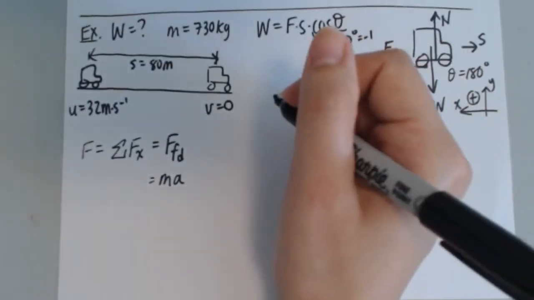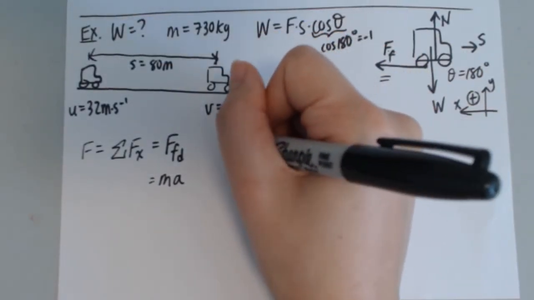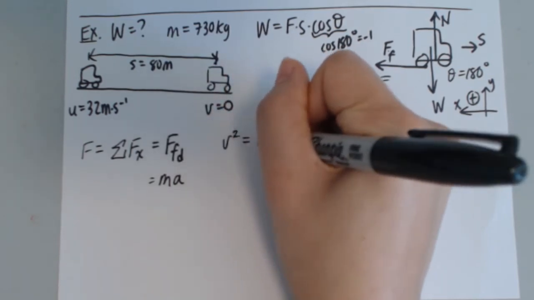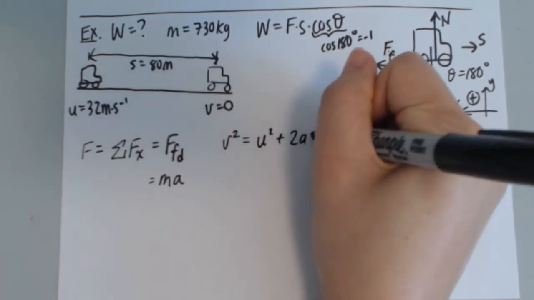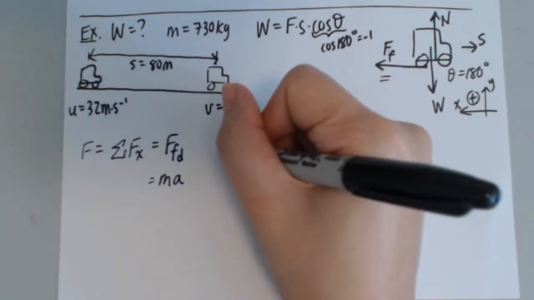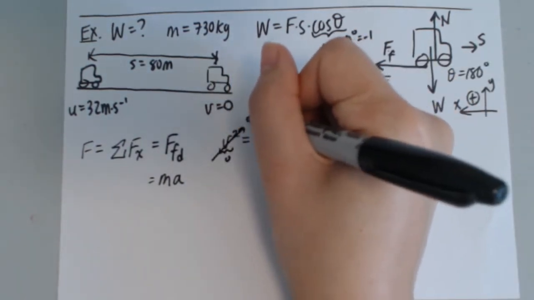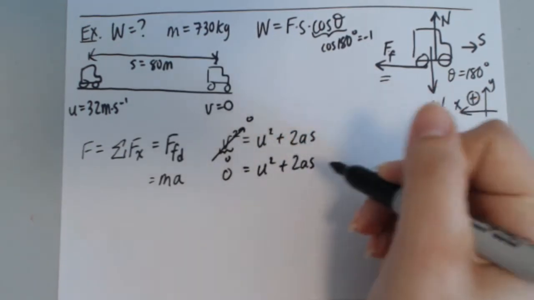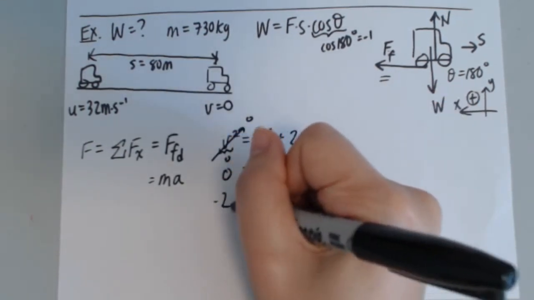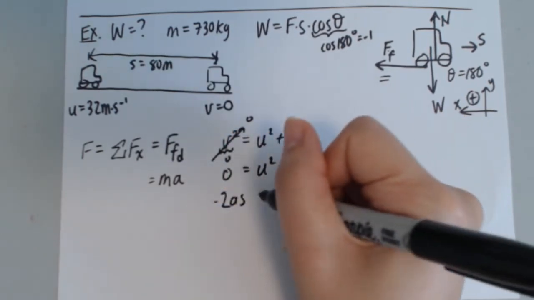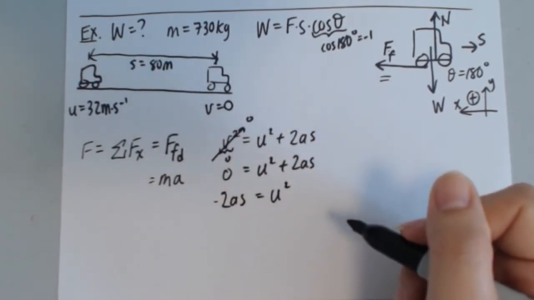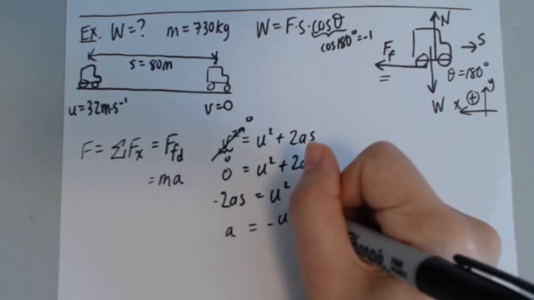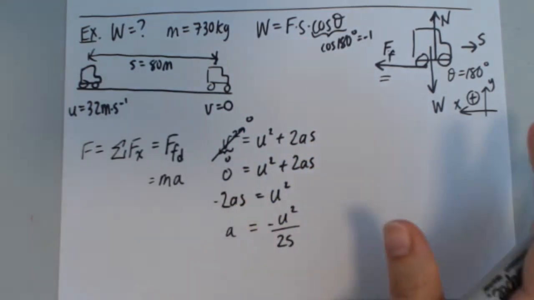Now we have to go back to our dynamics for a moment. U, v, s, and a. So I can use v squared equals u squared plus 2as. Okay, so v is 0. 0 squared is 0, so that's 0 equals u squared plus 2as. We're isolating for a, so let's bring the negative 2as to the left, equals u squared. Now divide both sides by negative 2s. So a equals negative u squared over 2s.